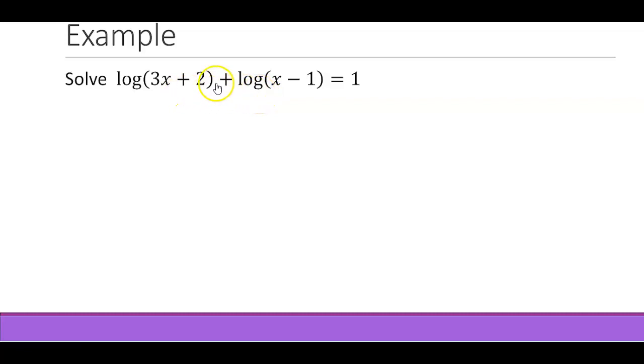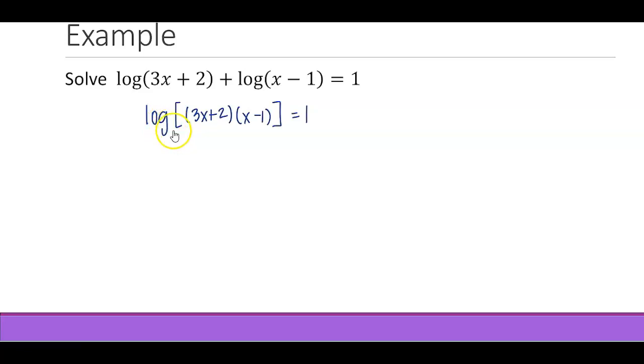Now here, because I have logs with the same base, the common log, log base 10, and they're added together, I can go ahead and combine these with a log property. This left side will turn into log of the quantity 3x plus 2 times the quantity x minus 1 is equal to 1. So whenever I have logs with the same base and they're added together, I multiply the inside of each log together to form one log with the same base.